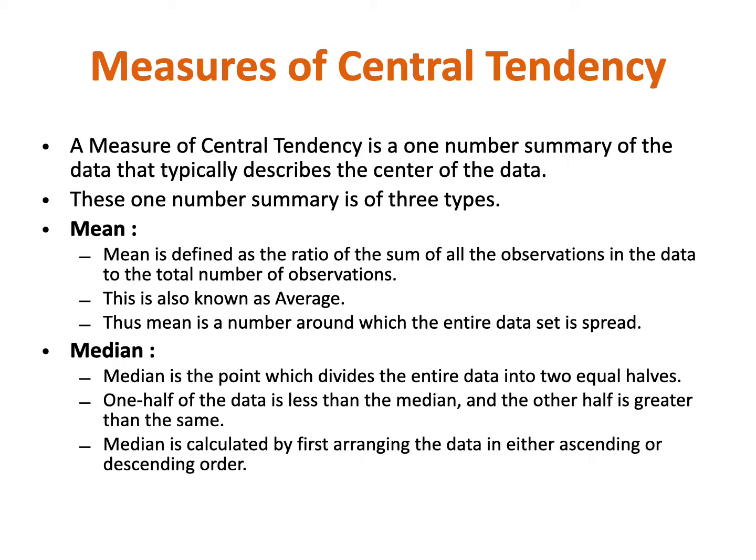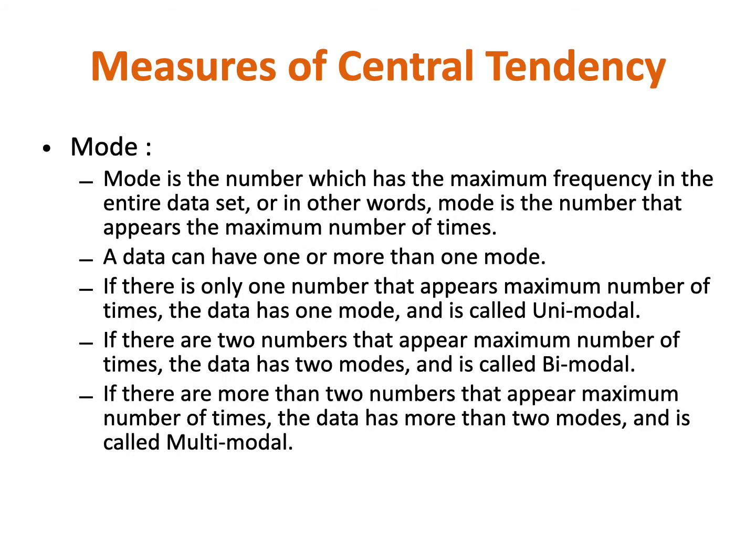And the median is the point which divides the entire data set into two equal halves. One half of the data is less than the median and the other half is greater than it. The median is calculated by first arranging the data in ascending or descending order, and then we just find the middle point. The mode is the number which has maximum frequency in the entire data set, or in other words, the number that appears the maximum number of times.